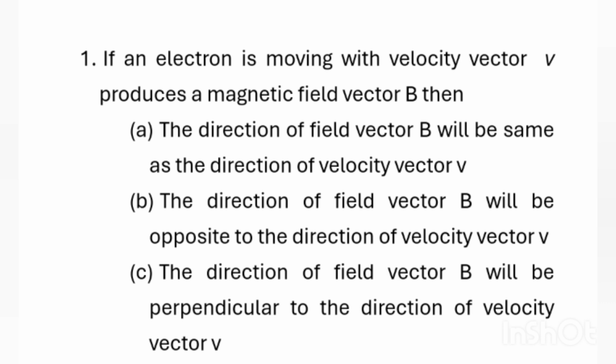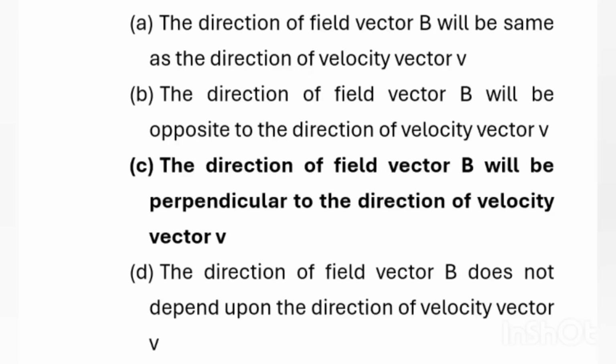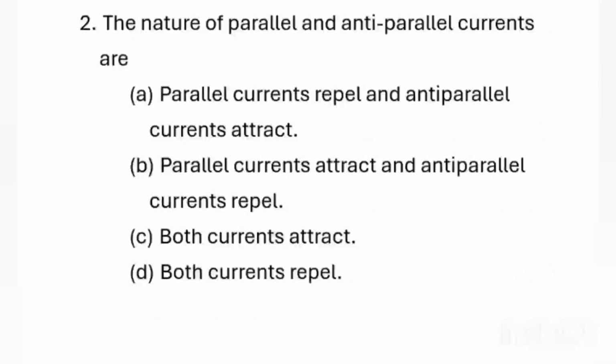Option B, the direction of field vector B will be opposite to the direction of velocity vector v. Option C, the direction of field vector B will be perpendicular to the direction of velocity vector v. Option D, the direction of field vector B does not depend upon the direction of velocity vector v. Here the correct answer is option C, the direction of field vector B will be perpendicular to the direction of velocity vector v.